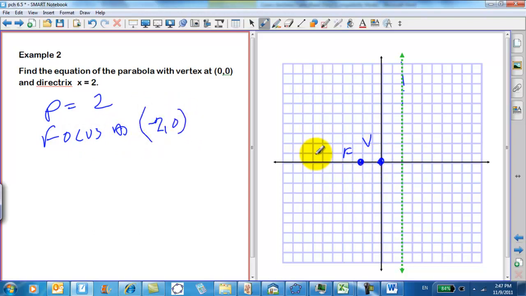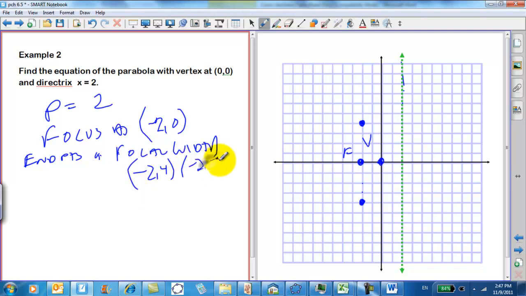And the endpoints of the focal width, so 2p each way, so we go 4 each way, 1, 2, 3, 4. Notice how this point now is 4 away from the focus and 4 away from the directrix. Same thing with the point up here. So we get the endpoints of the focal width at -2, 4, and -2, -4. So there we go. That's our rough sketch of the parabola.